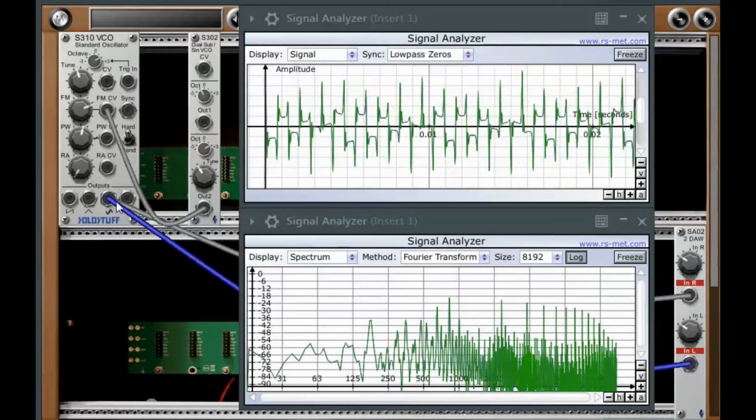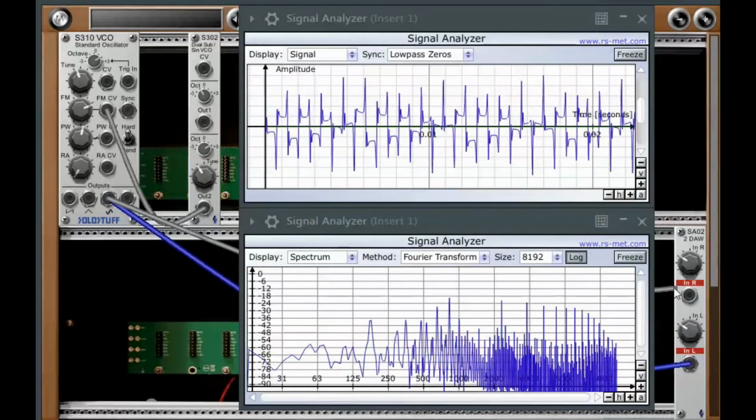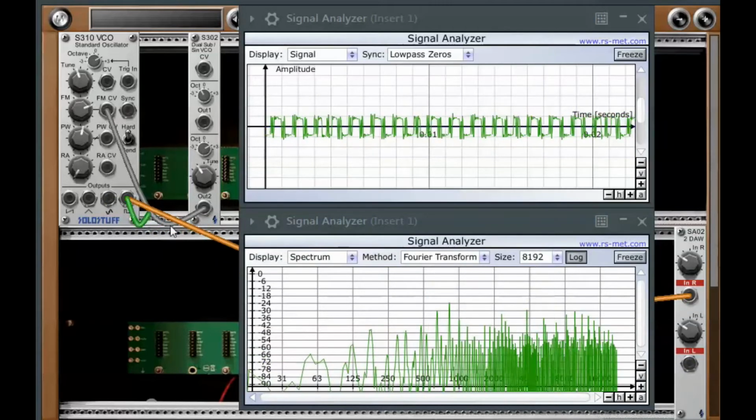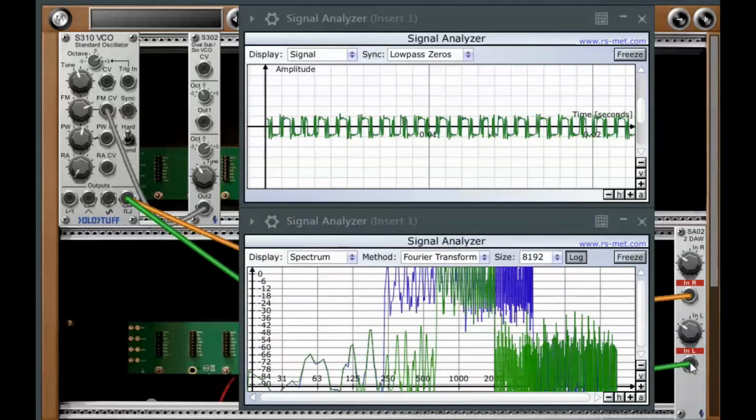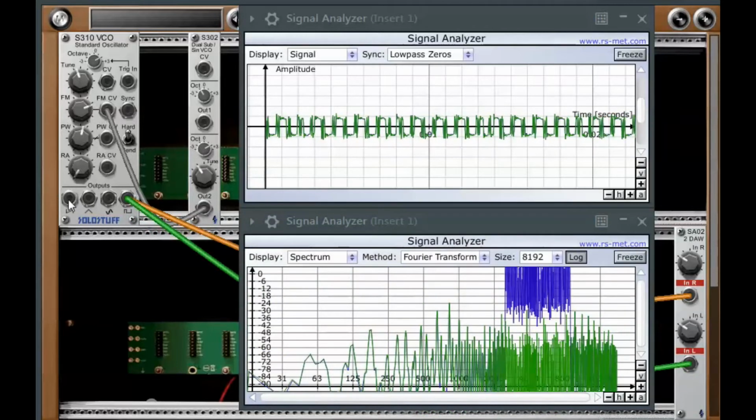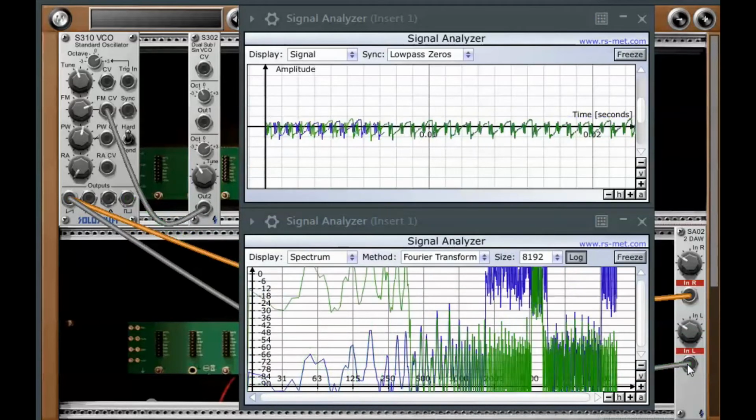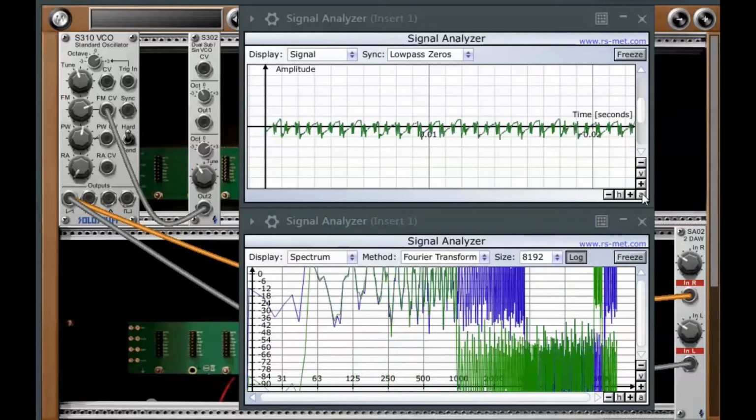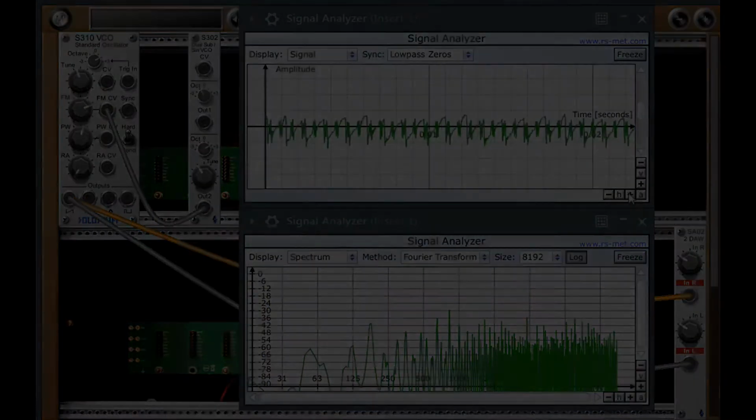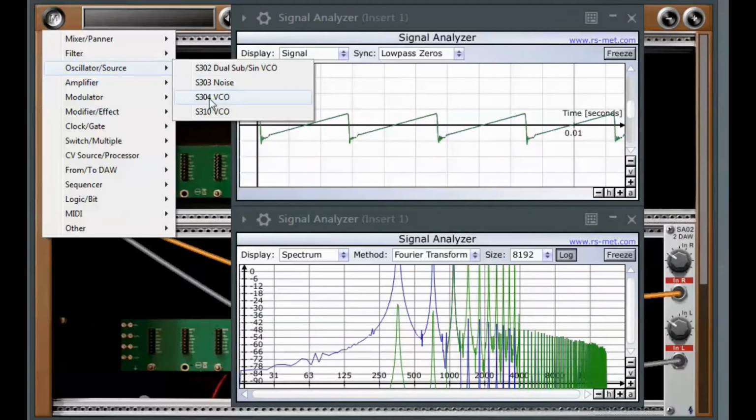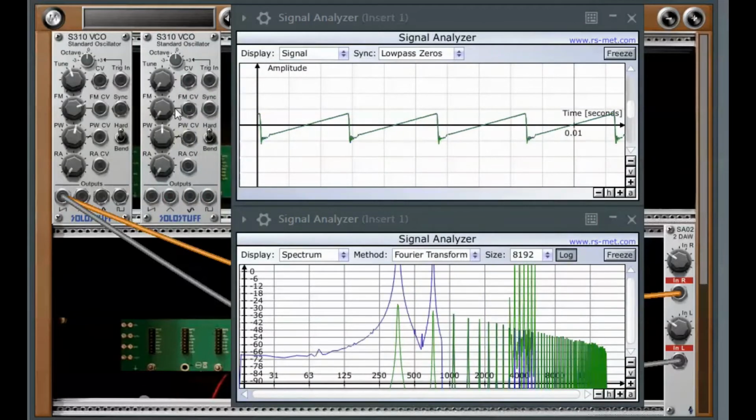And, of course, the waveform. Changing the waveform of the modulated VCO, called the carrier at first now. And now I use different waves as a modulator. I insert a second S310 VCO to do so.